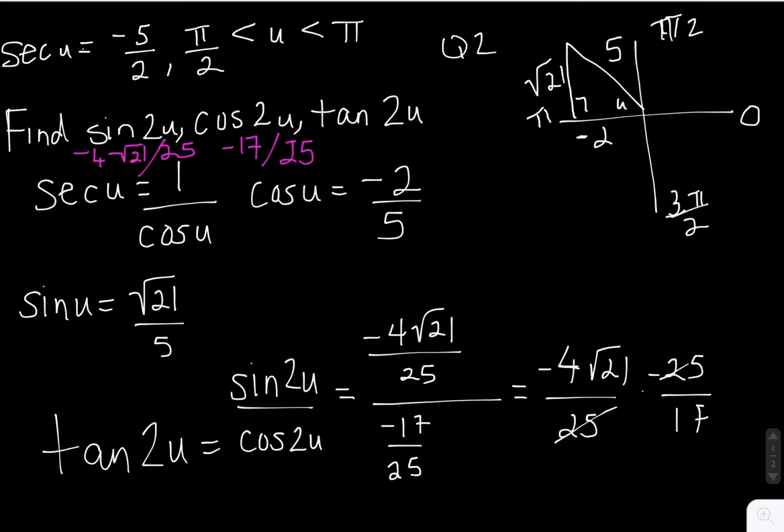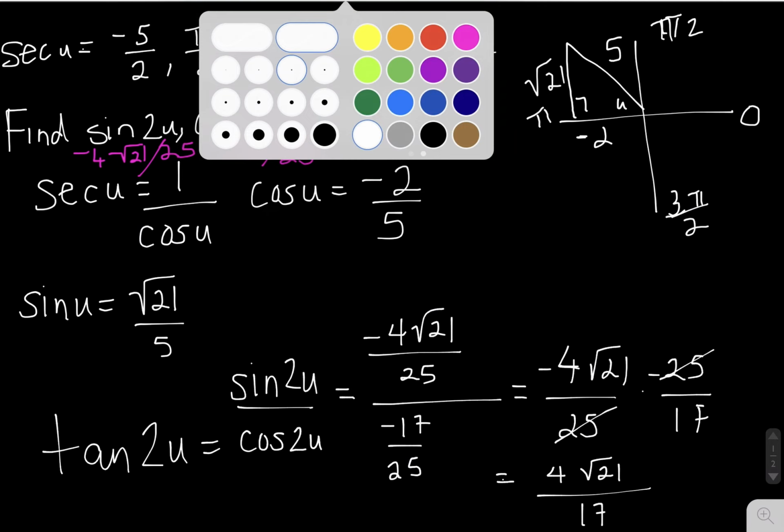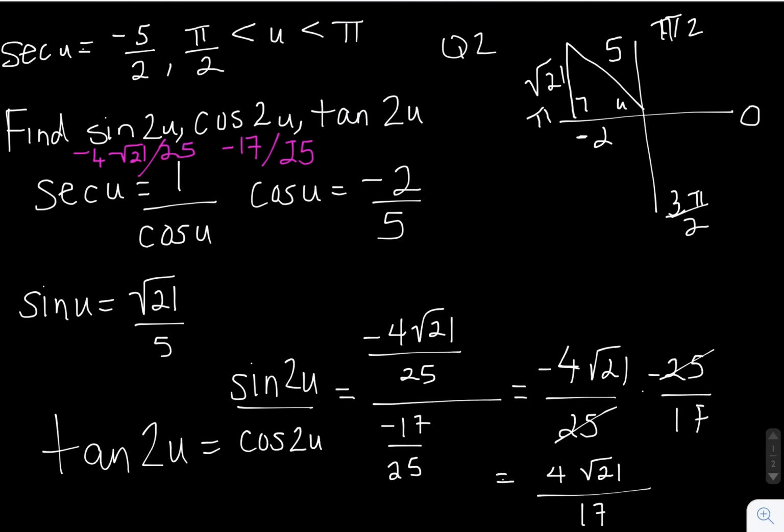These cancel. Negative times negative gives me a positive, so my answer is 4 square root of 21 over 17. And that is my final answer. So let's put that up here in our bank of answers. So that is, tangent of 2u is 4 square root of 21 over 17. And there you go.